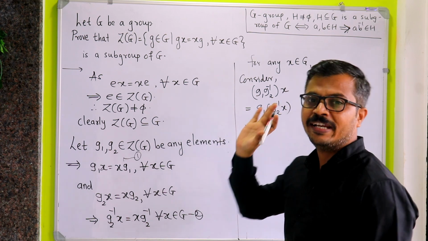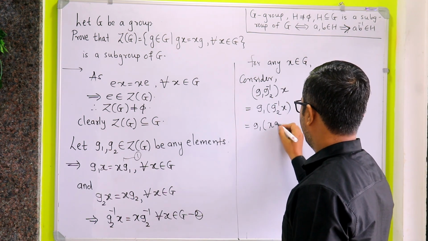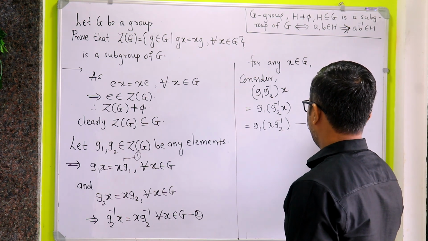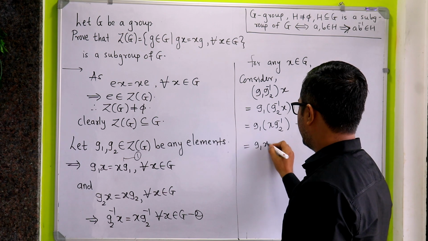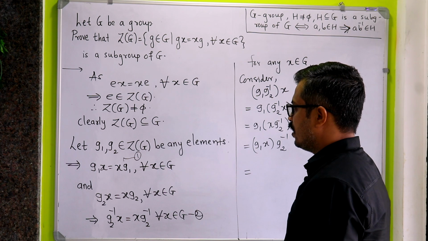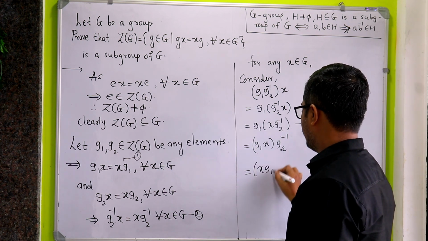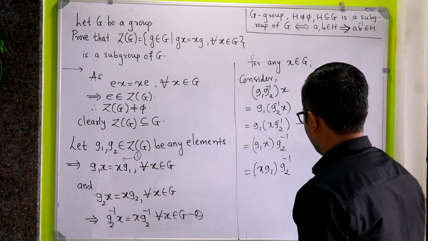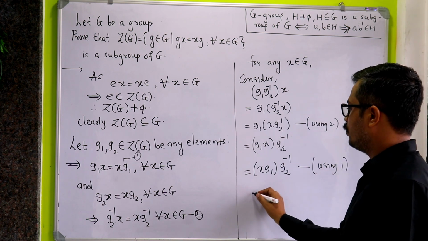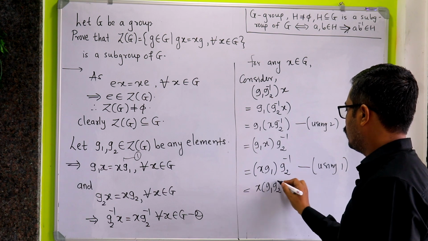Remember, we already have the value of g2 inverse x, that is the same as x g2 inverse. This is using equation 2, which is further equal to g1 x g2 inverse, again using the associative property. Now which will be further equal to what? x g1, this is using equation 1. Now again using the associative property, this is exactly the same as x g1 g2 inverse.